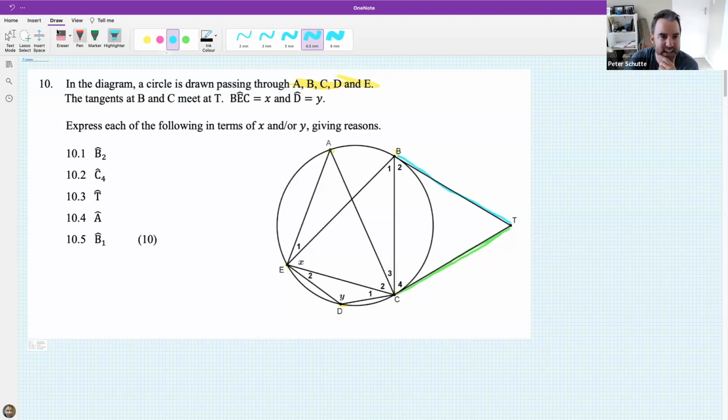It says BEC is X. Now let's go and find BEC. Oh, there we go. BEC, so BEC is X. And it says D is Y, and angle D is down here. All right. I want you to try and find B2. Oh, sorry, one more thing. It says find the following angles in terms of X and Y and give your reasons.